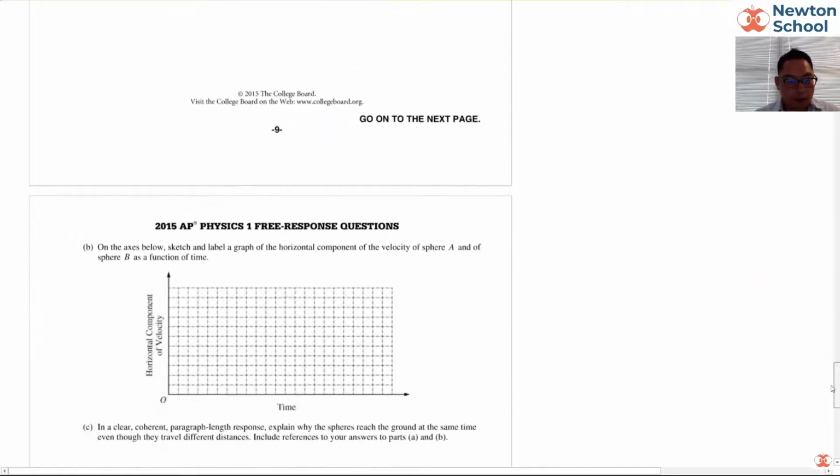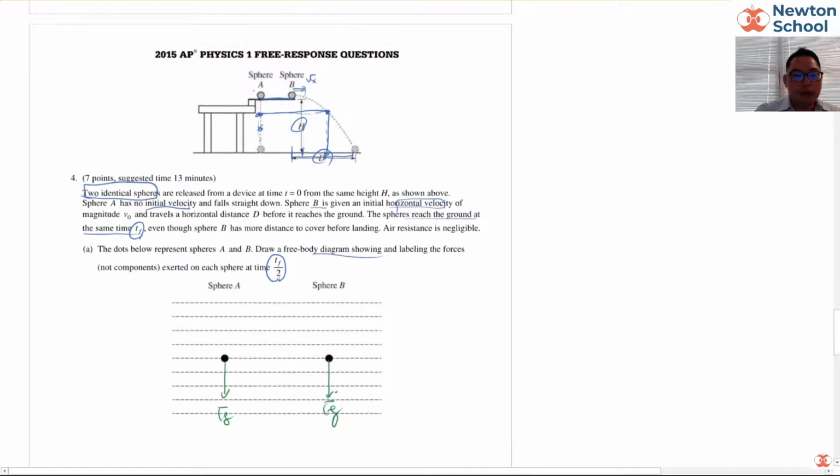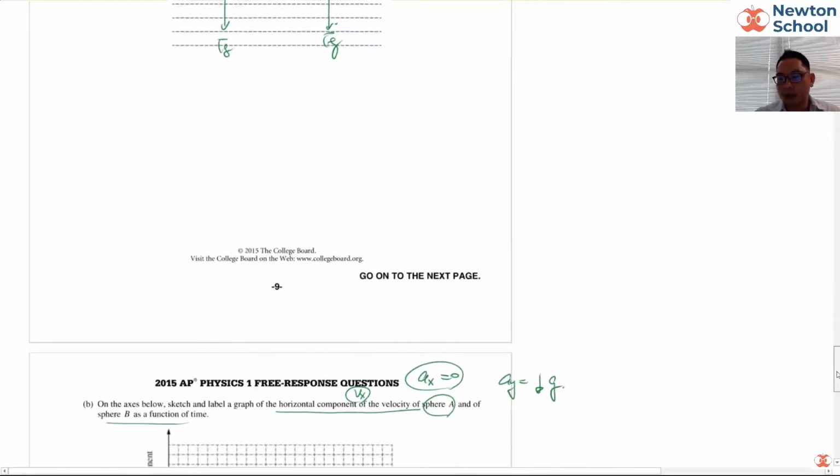Then what? On the axis below, sketch and label a graph of the horizontal component of the velocity of sphere A and sphere B. So you're looking for Vx. And remember, Vx never changed for both of them because acceleration in the x direction is 0. You only have acceleration in the y direction, which is downward g. So sphere A was just free fall, so there's no horizontal velocity in this case.